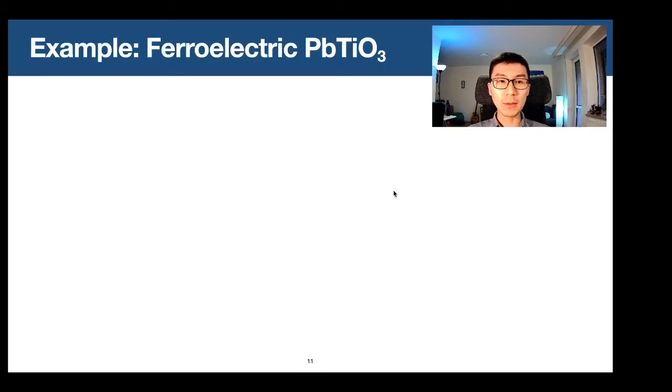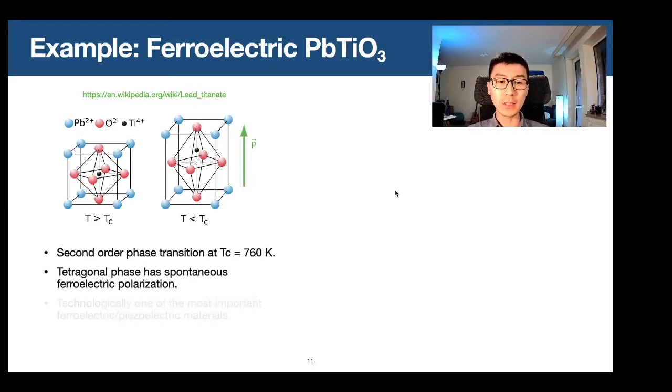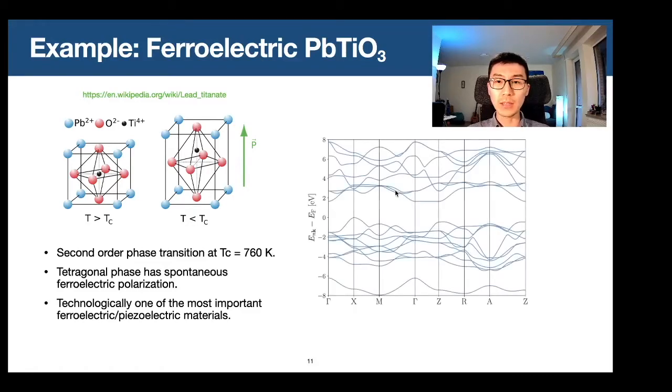So one example that I'm going to deal with here is ferroelectric lead titanate. It is quite a popular material for the ferroelectric phase transition at very high TC, and this is known to be one of the most important ferroelectric and piezoelectric materials for industrial application. Anyway, the band structure looks like this, and I want to emphasize that before doing anything about the Wannier, please analyze the band structure and density of states and their orbital character.